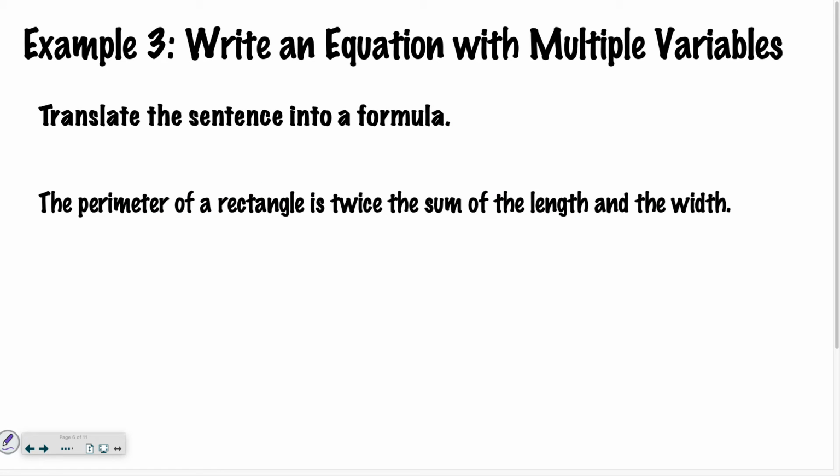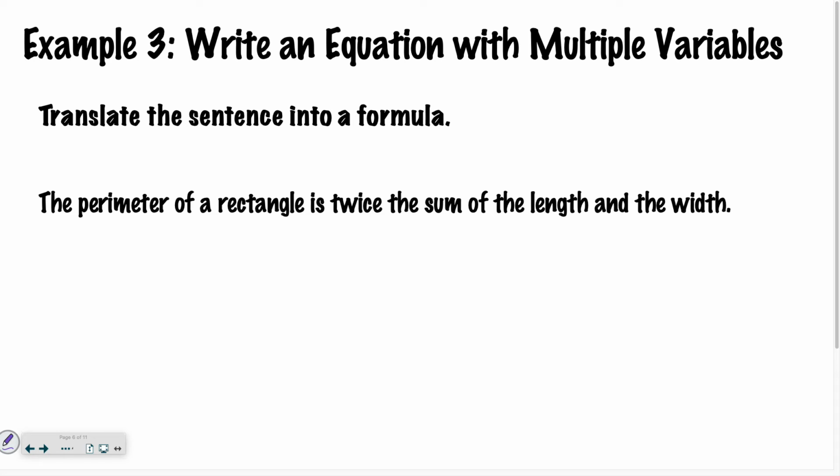All right, example 3, write an equation with multiple variables. Translate the sentence into a formula. The sentence is: the perimeter of a rectangle is twice the sum of the length and the width. The title of the slide is write an equation with multiple variables.